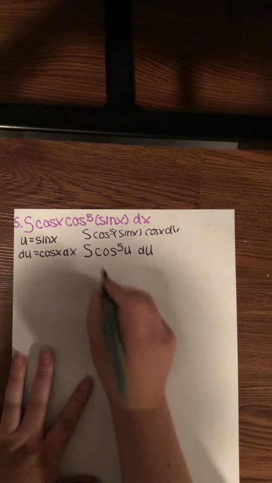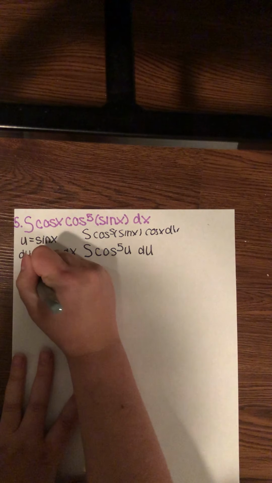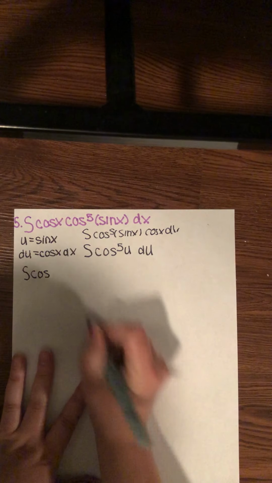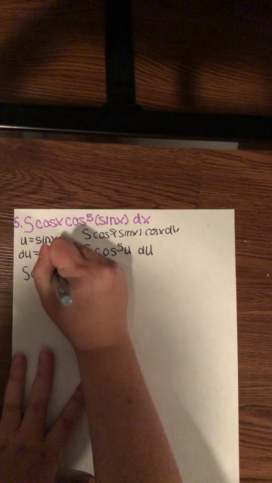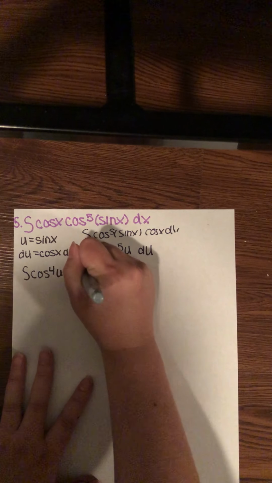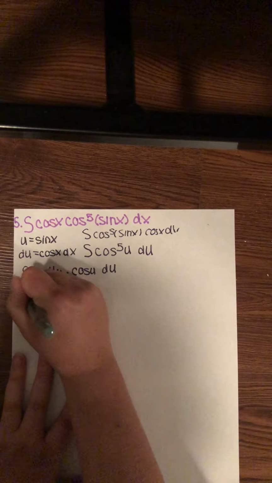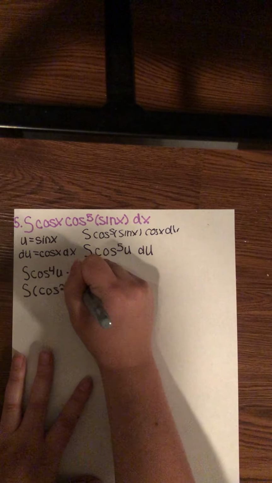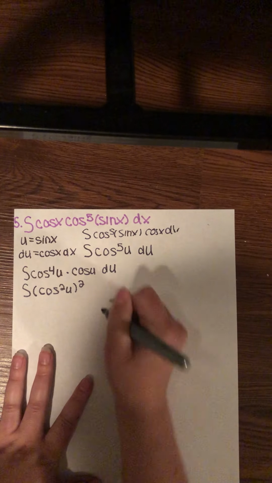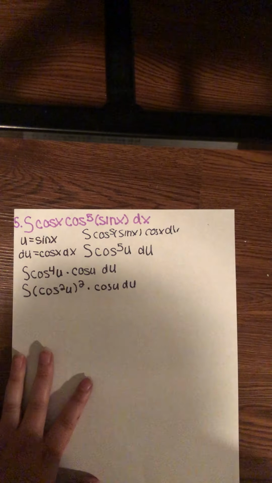All right, so now this is easier to do. We're going to manipulate this a little bit and use the identities we know to solve it. So the first thing you do is you separate it: cos^4 u times cos u du. To simplify further, cosine squared u squared is the same as cosine to the 4th u times cos u du. And this is when we use our identities.